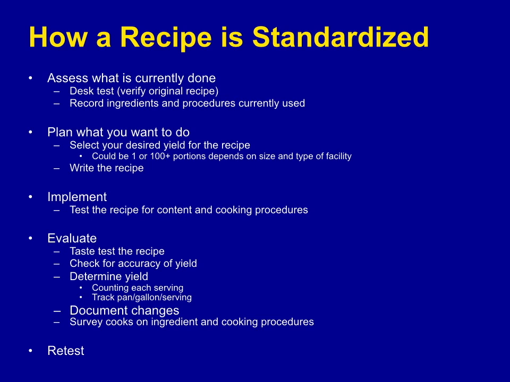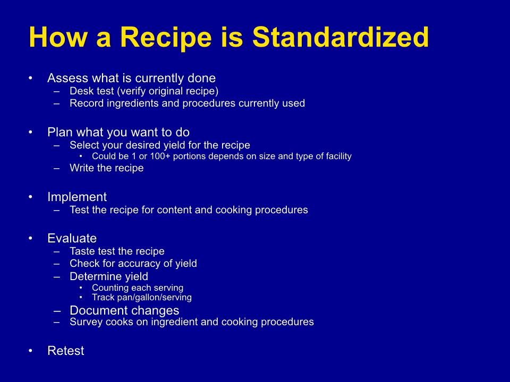So, what's the process in standardizing a recipe? Well, this slide's a little bit busy, but there is a true process when we standardize recipes. One of the first things that we do is we assess what is currently done. We look at the ingredients, we record the ingredients, and the procedures that are used to prepare the recipe. Then we plan what we want to do. We might select the yield for the recipe. We might plan out what we need to do for the new recipe.